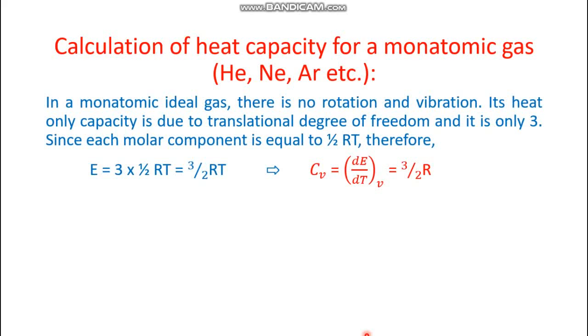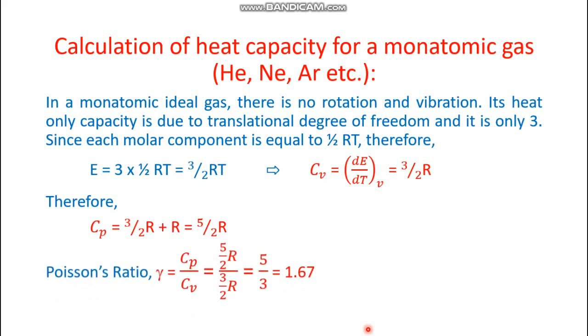Therefore the energy contribution due to translation is 3 into half RT, that is 3 by 2 RT for 1 mole of gas. Therefore the expression of Cv is dE by dT. That means we have to differentiate this with respect to temperature at constant volume, and if we do so, we get the value 3 by 2 R. So Cv equals 3 by 2 R. Therefore Cp is 3 by 2 R plus R, equals 5 by 2 R. Now the Poisson's ratio gamma is Cp by Cv, and the ratio is finally 5 by 3, equals 1.67. So this is about monatomic gas.